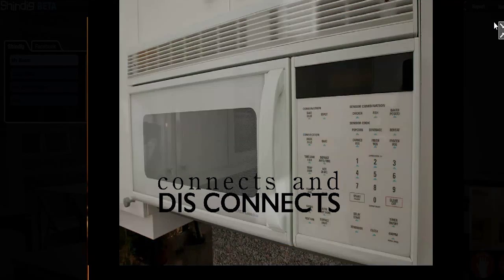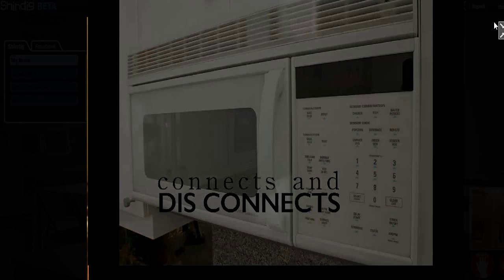I teach PhD students in the field of media psychology. I teach MAT students who are going to go be teachers. I want all of my students to understand that technology connects and disconnects. Every technology does that. The microwave is a great example of that.